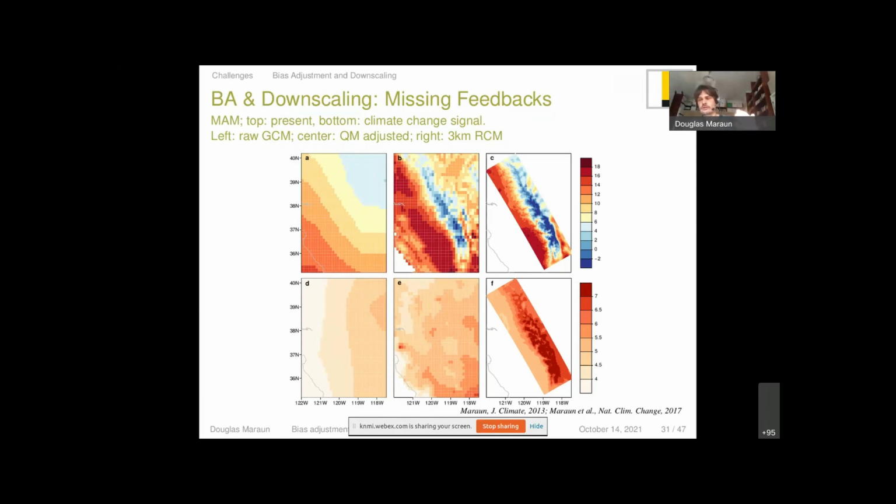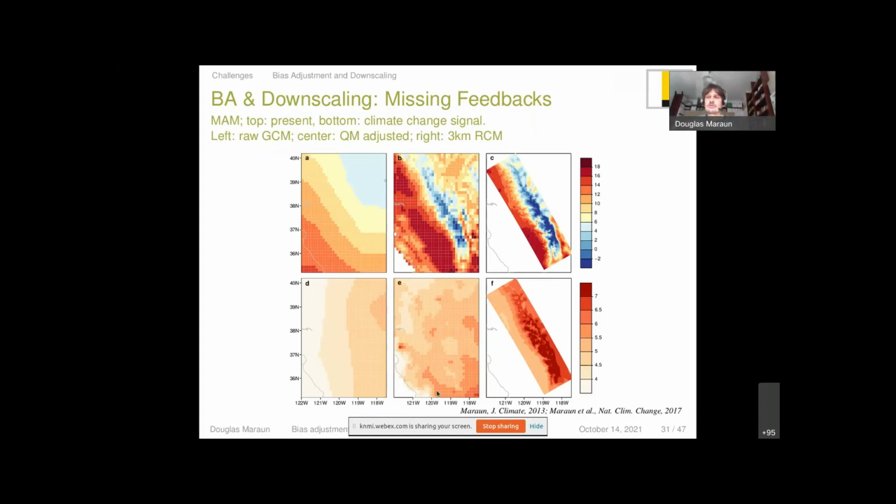So if the snow melts earlier, you've got the dark surface, which heats up stronger. So in spring, global warming in high altitudes is much stronger than in the valleys. And this is what the RCM simulates here. And by quantile mapping, you don't get there. So it looks perfectly fine in present climate, but it gives you the completely wrong climate change signal. We don't know whether this is true, but it's much more plausible than this just noisy thing here.